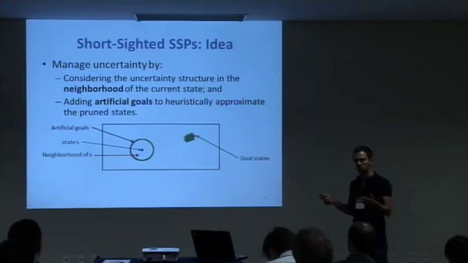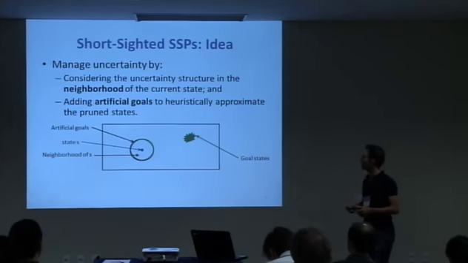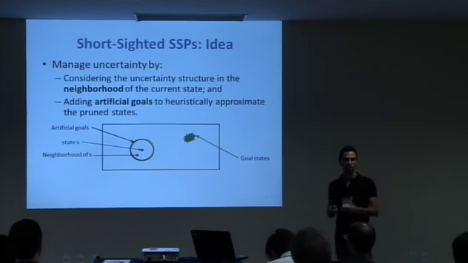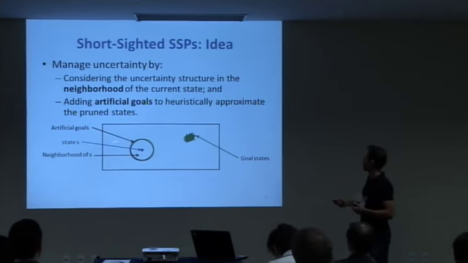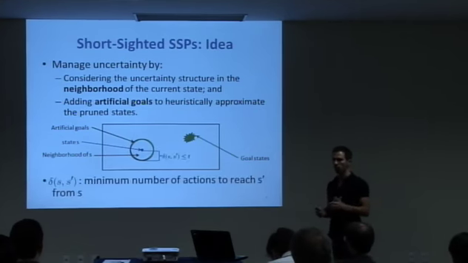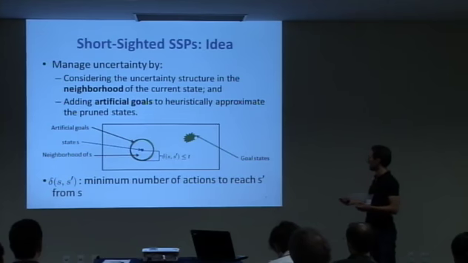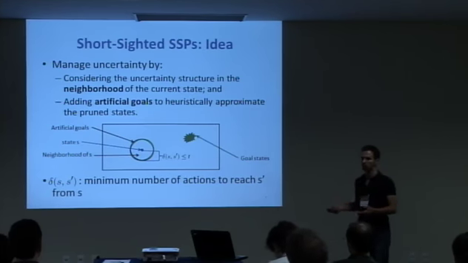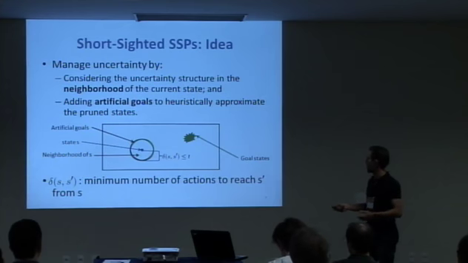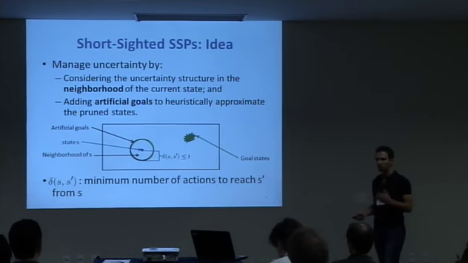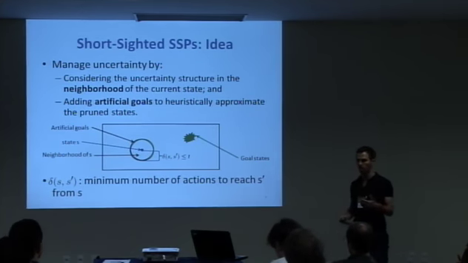So the short-sighted SSPs are going to be SSPs, but they will have these artificial goals. We're going to attach a heuristic to these artificial goals that tells you more or less the expected cost to reach the original goal from one of these states. And finally, we're going to define the neighborhood of a state using this function delta that basically counts the number of actions to reach one state from another. So delta of S to S prime is just the minimal number of actions to reach S prime from S.